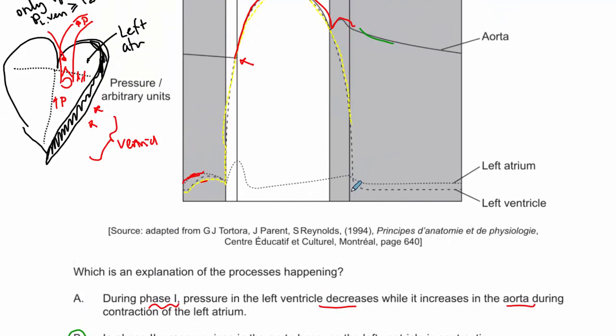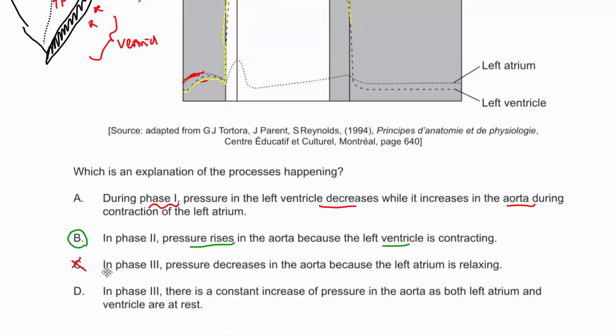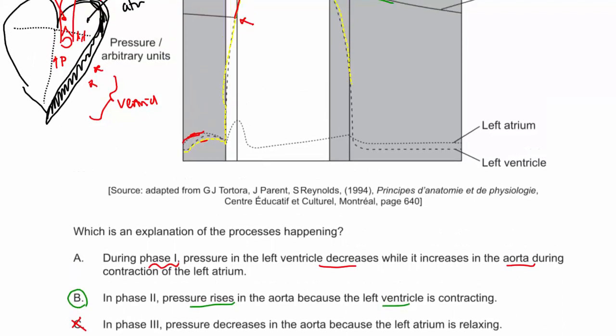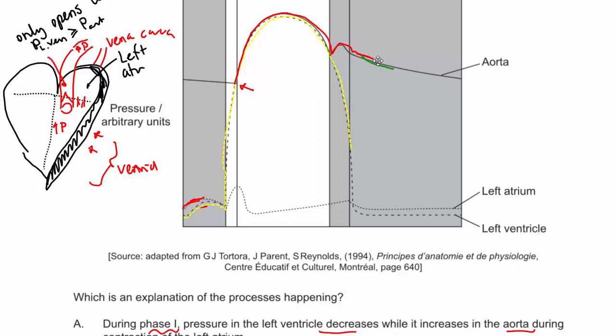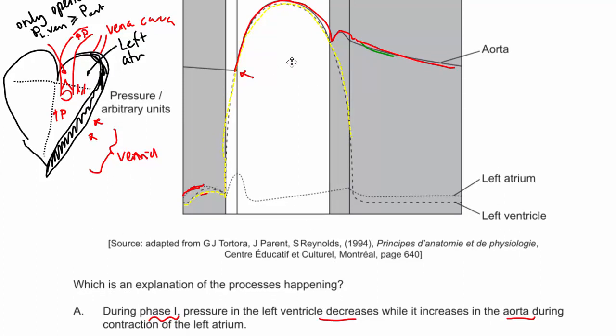decreasing. Well, this is wrong because the left atrium is not directly connected with the aorta. Look, the left atrium gets blood from the vena cava, like the main vein. It has nothing to do with the ventricle, so C is really wrong. D. In phase 3, there is a constant increase of pressure in the aorta, as both the left atrium and ventricle are at rest. And this is also wrong because we can very easily see that the pressure in the aorta in phase 3 gradually declines. And it will until the left ventricle again fires.